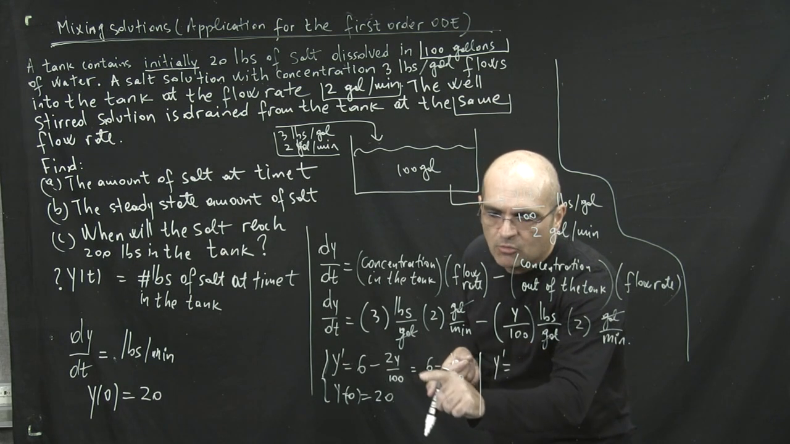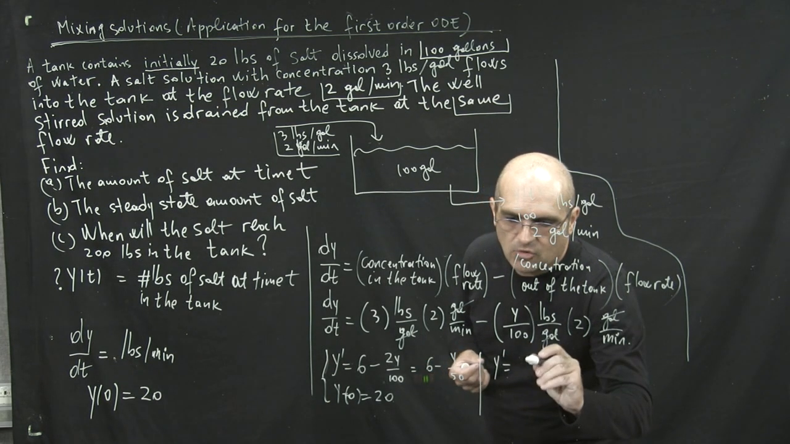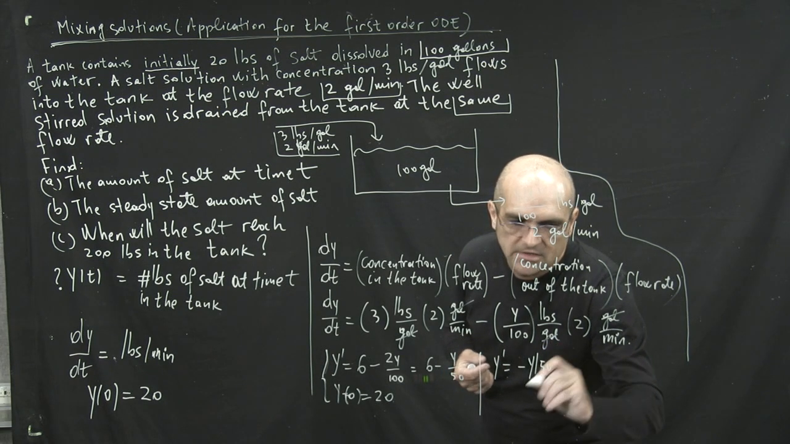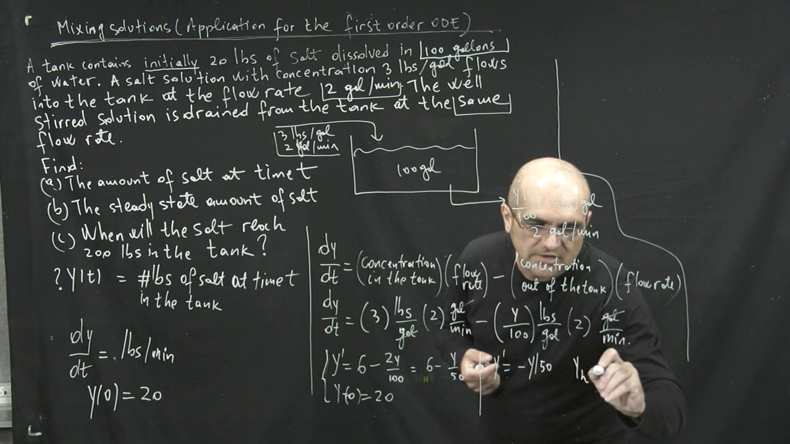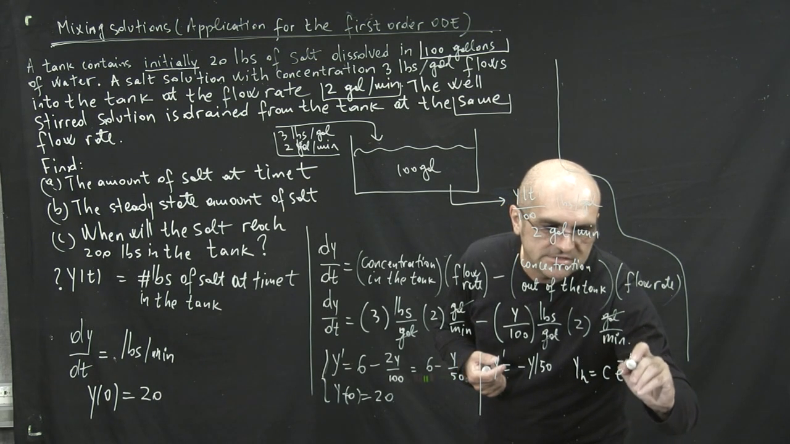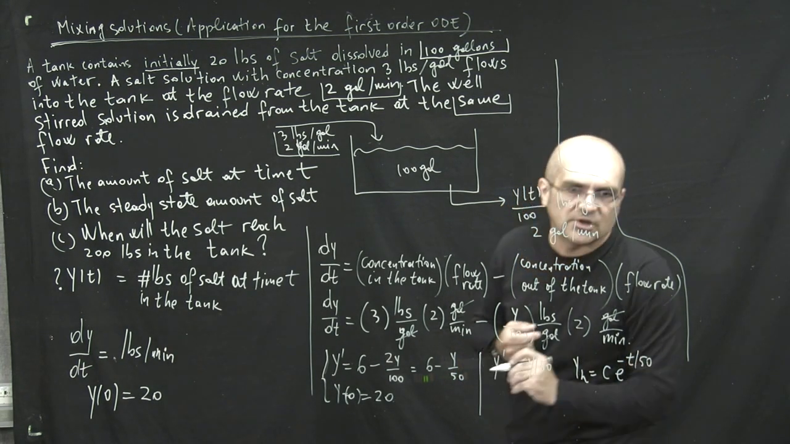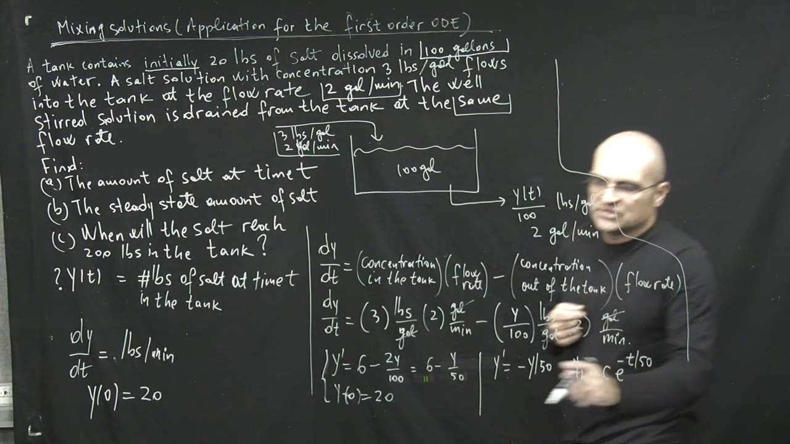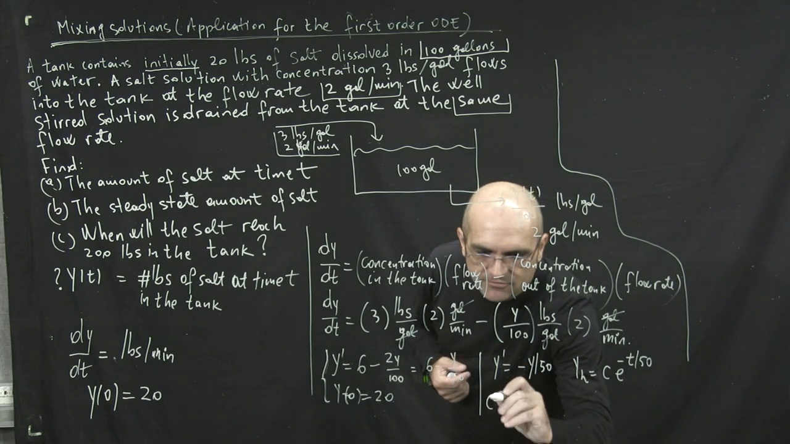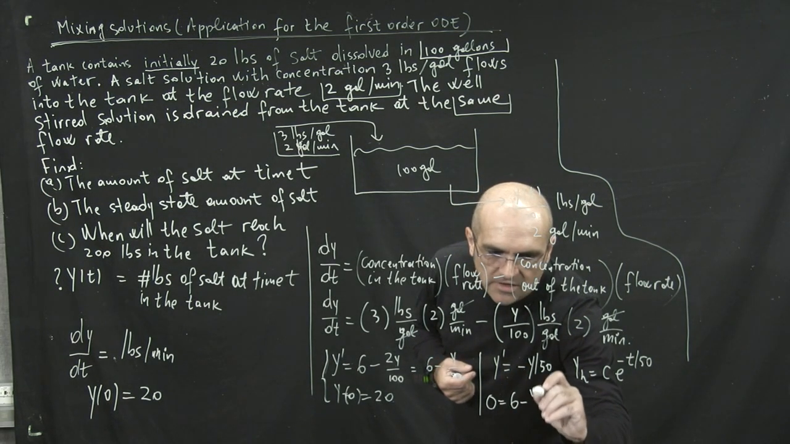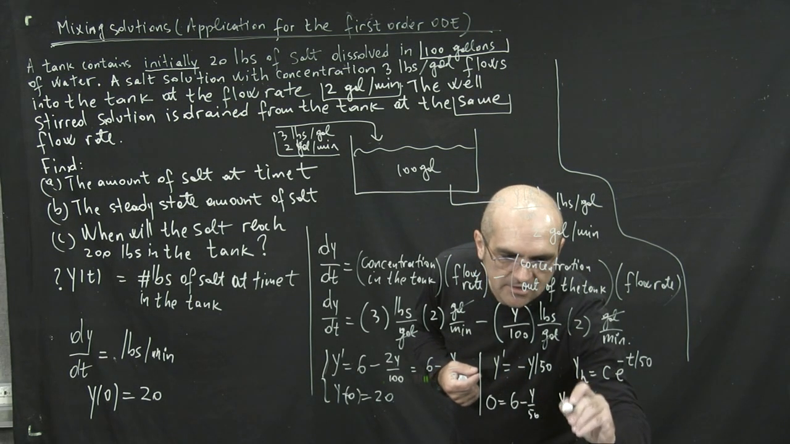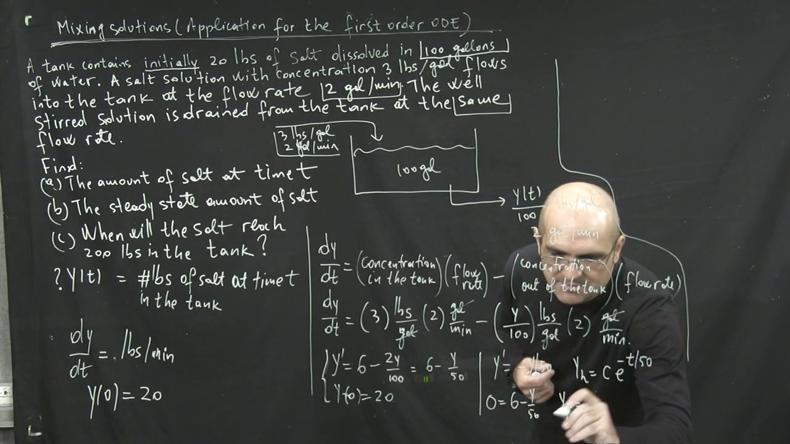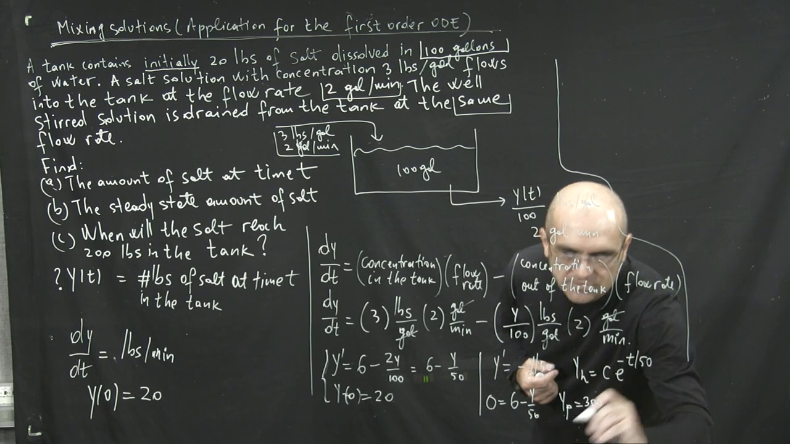The non-homogeneous term is 6. So the homogeneous part is y prime equals minus y over 50. So the homogeneous solution of the equation is c e to the minus t over 50, right? Because that's an exponential ODE. The particular solution is in the form of a constant. If y prime is 0 and you solve for y, then the constant solution yp would be 300. 6 times 50, 300.